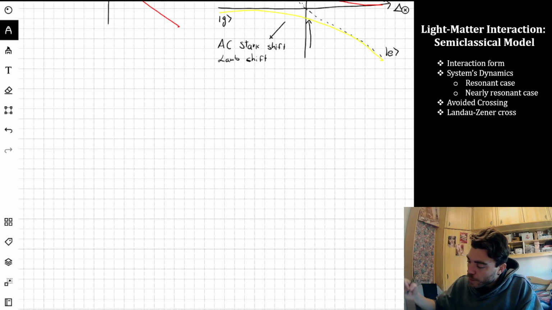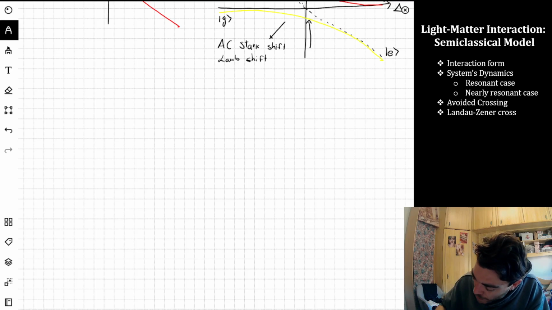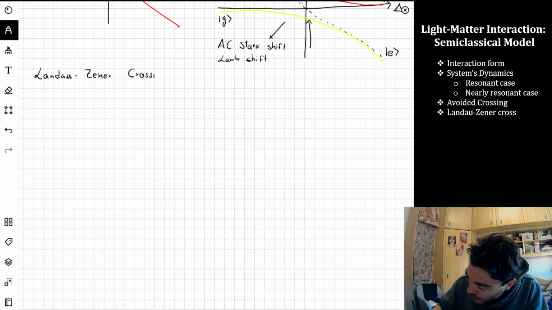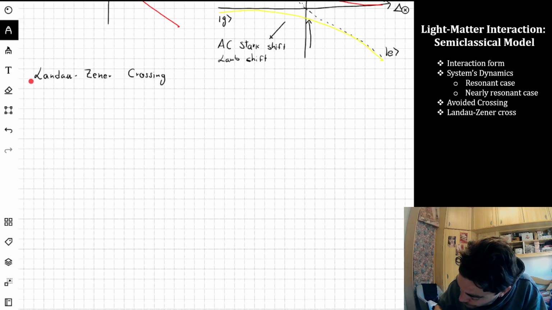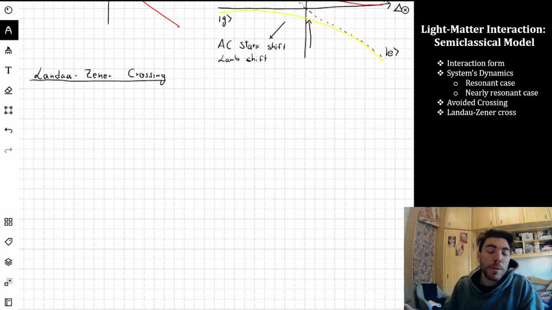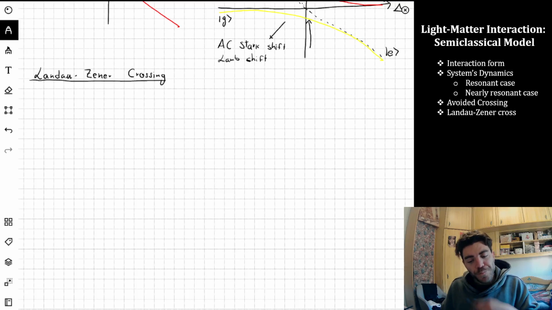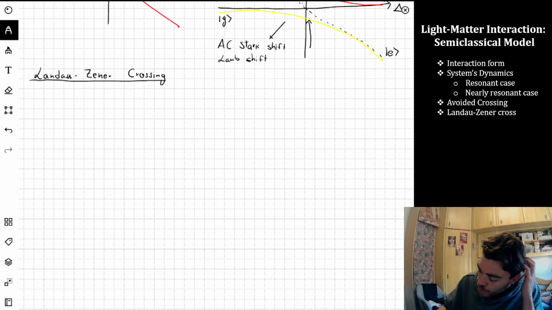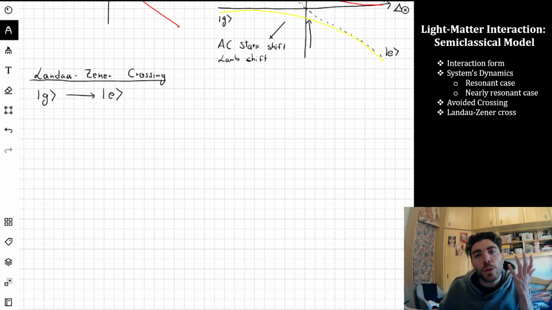And now finally, following this avoided crossing, let's see one nice effect that is called the Landau-Zener crossing, studied obviously by Landau and Zener in the 50s. So suppose that we have an atom in the ground state and we want this atom to become excited. What could we do? One of the things that I told you in the last video is that we can send a pi pulse.